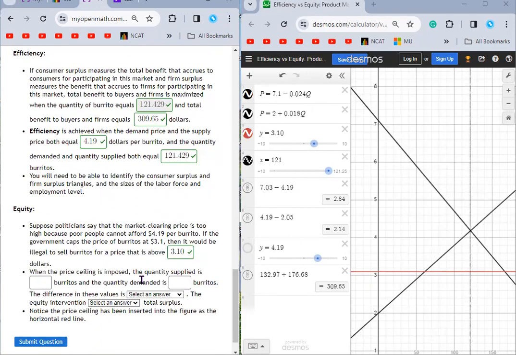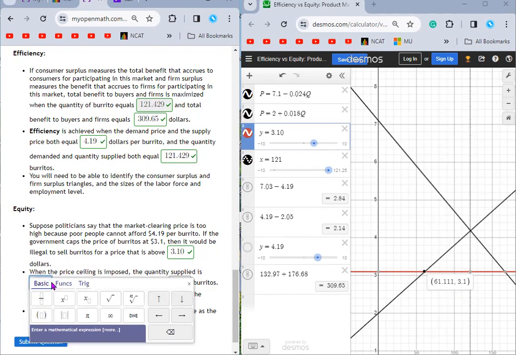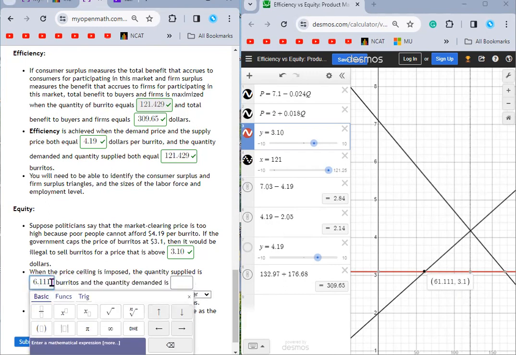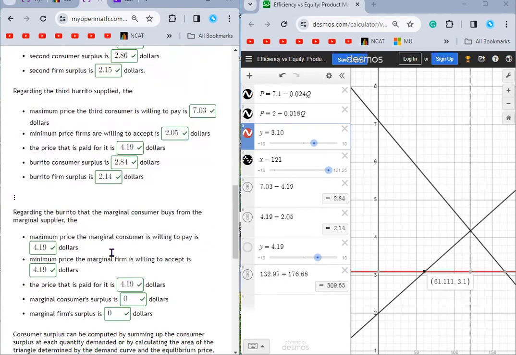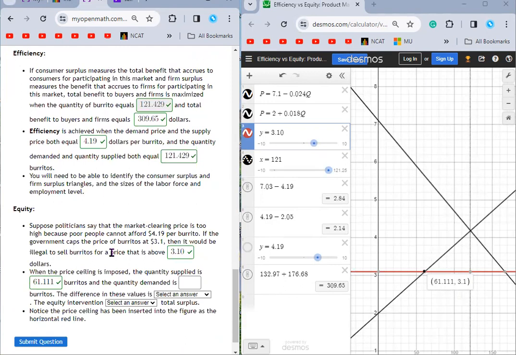Okay, when the price ceiling is imposed, the quantity supplied is now what? Well, at this maximum price of $3.10, firms will only sell 61.111 units of burritos, right? And the quantity demanded is what? Well, at this really low price, a bunch of new people want to buy burritos at this now government mandated low price, 166.667.